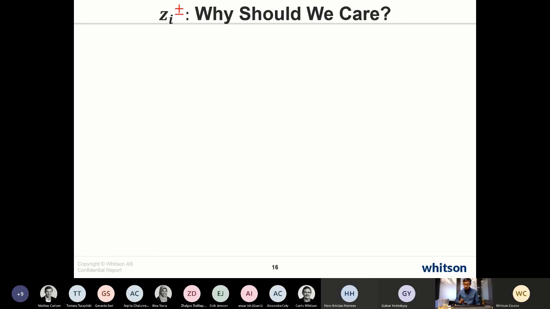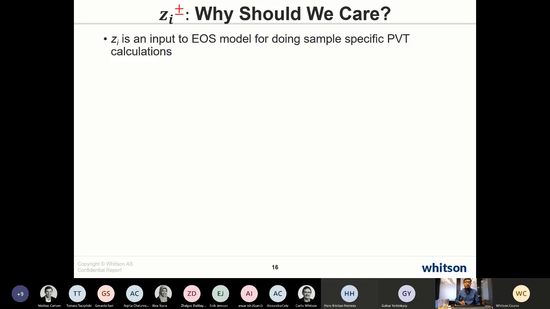Okay, so the question is why should we care? We presented 5 to 10 slides on these compositional uncertainties. Why should we care about these uncertainties? The most important reason is that this composition that we are talking about here is an input to your equation of state model, and it affects all the PVT calculations that you are doing for that particular sample.